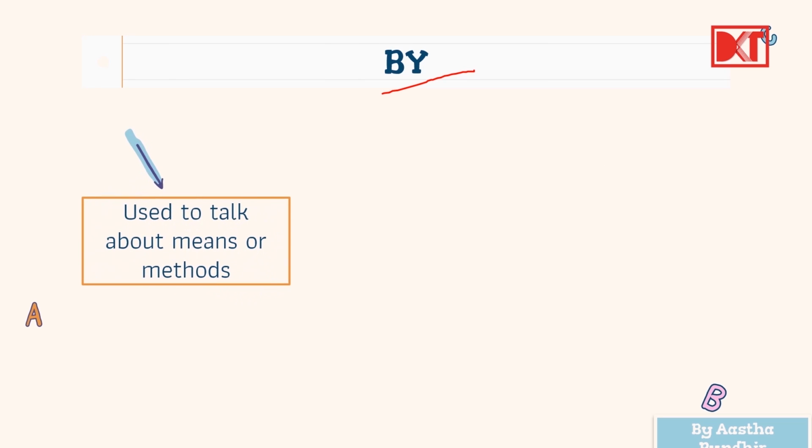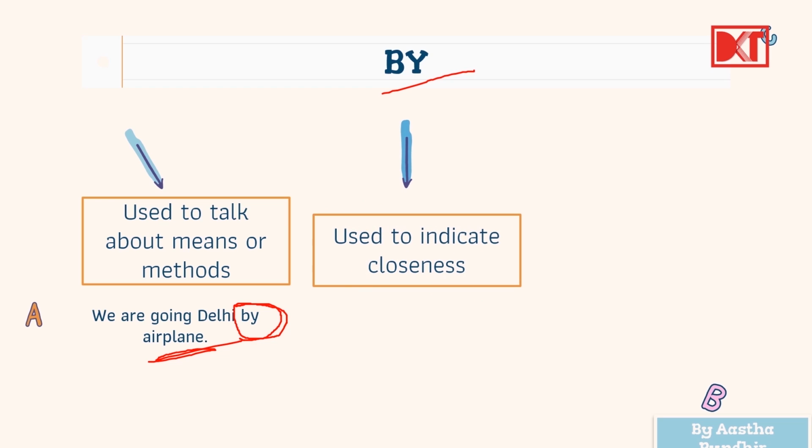So the next example is of the preposition "by". When is this used? First, it is used to talk about any means or methods. Let's see which ones. For example, we are going to Delhi by airplane. By airplane. By, what is the method here? Airplane. Used to indicate closeness. Closeness. ATM is by the mall. ATM is near to the mall, so we can say by the mall.